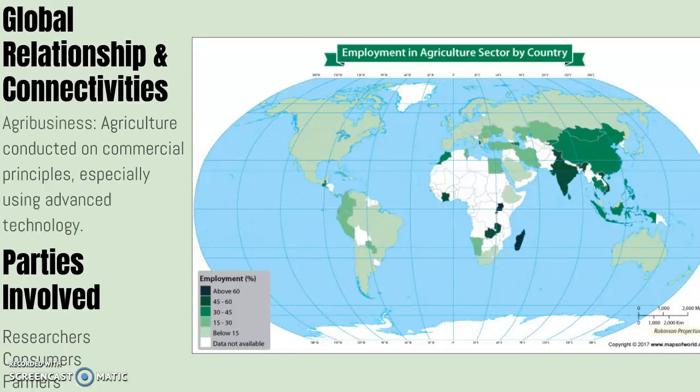This map shows the employment percentage in agriculture in each country. As you can see, the developing countries have the highest percentage rather than the already developed countries, such as the United States and Canada.